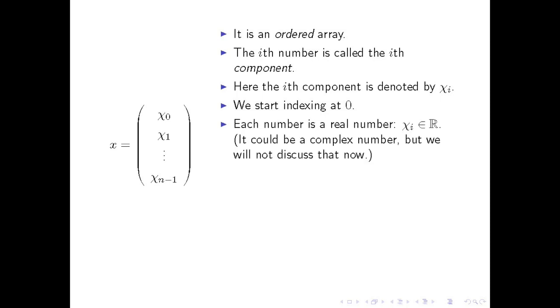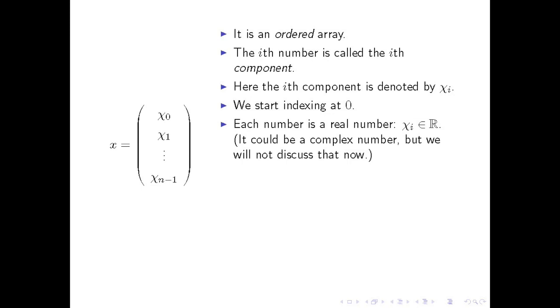Each number in the vector is a real number. We can denote this by indicating that chi sub i is an element of R, the set of all real numbers. For most of the course, we will restrict ourselves to the real numbers. Most of the insights and theory carries over to the case where complex numbers are involved, but we will avoid those until we discuss eigenvalue problems.